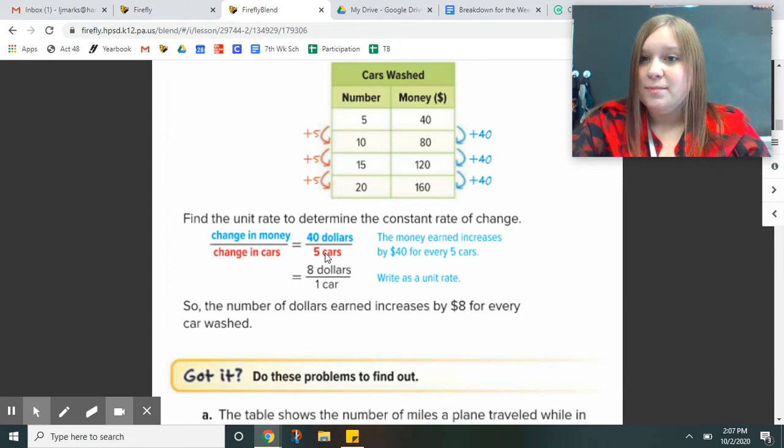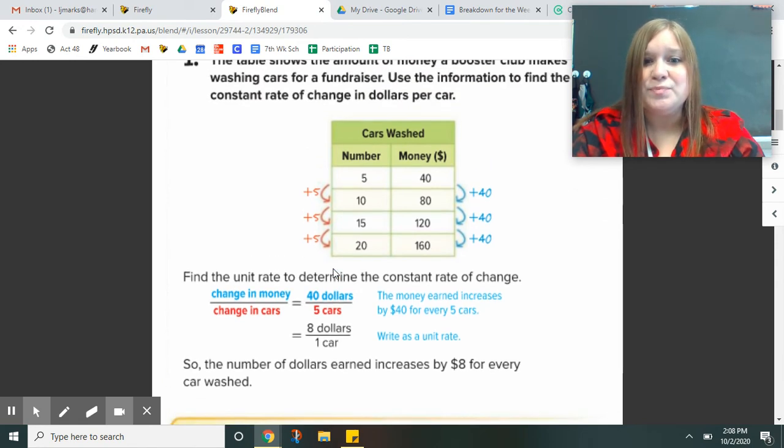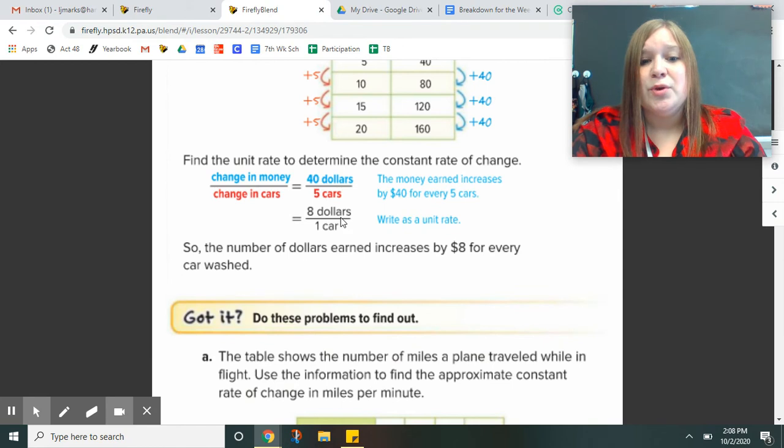Again, using the ABC button in your calculator, or just by some simple division, $40 over 5 cars is $8 per car. See, we're transferring it and using an equivalent ratio to find the unit rate. All of these words should sound familiar to you. Okay? So let's try and do some of those on your own.